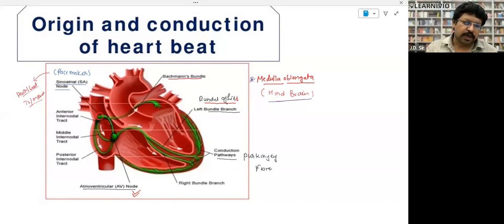Again, one more cable comes directly from the SA node to the left atrium. This is called Bachmann's bundle, right? So that's how the charge is spread. The heart rate or pacemaker is controlled by the hindbrain, the back brain. Inside the hindbrain, there is a particular part called the medulla oblongata, the lowermost part of the back brain. This medulla oblongata controls the rate of the heart. This was the whole story.